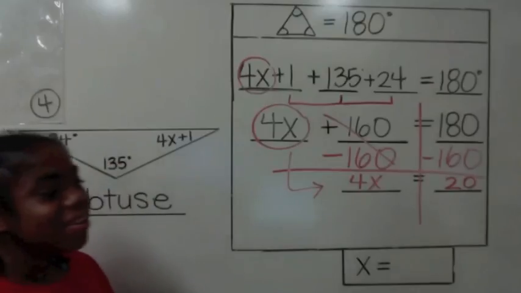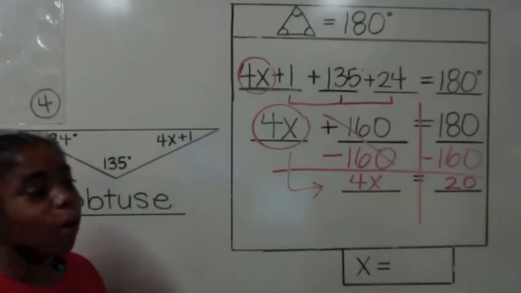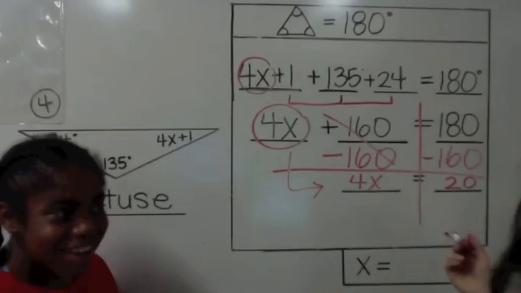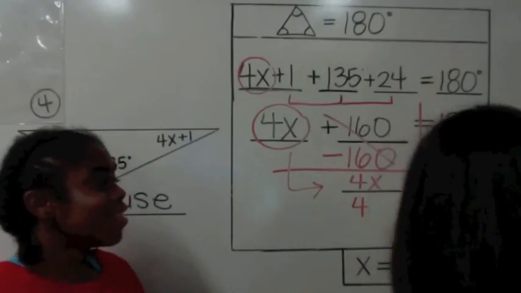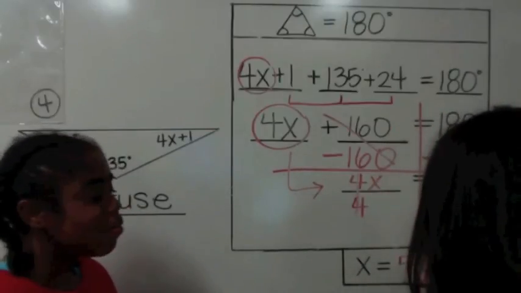All right, so now divide by 4. Okay, you divide by 4 and you get 5. Okay, thank you very much.